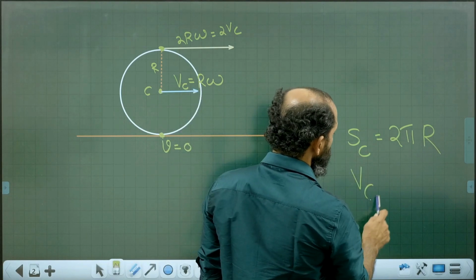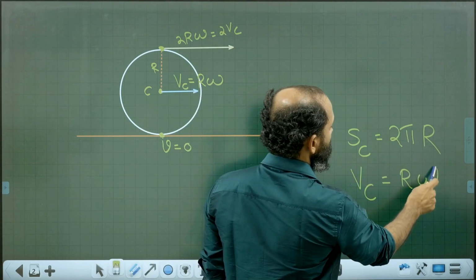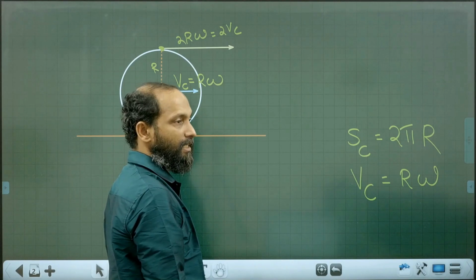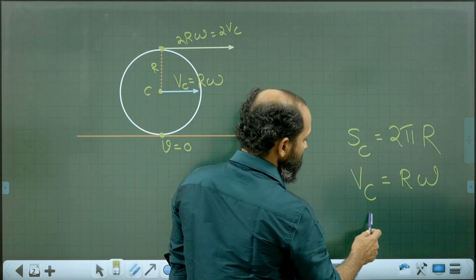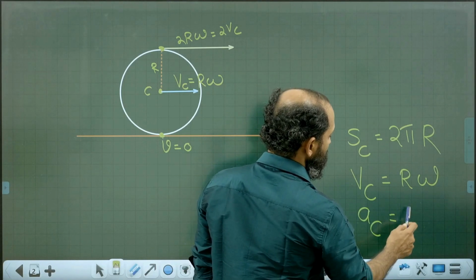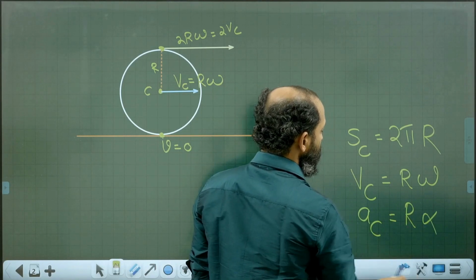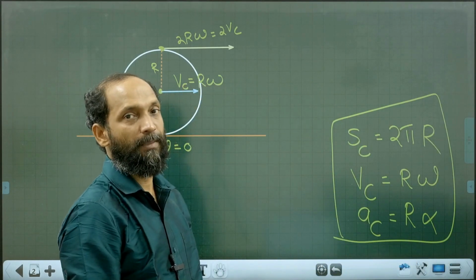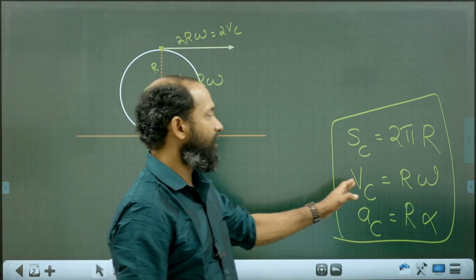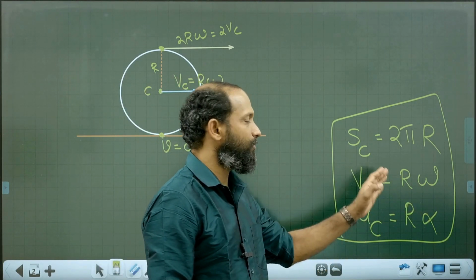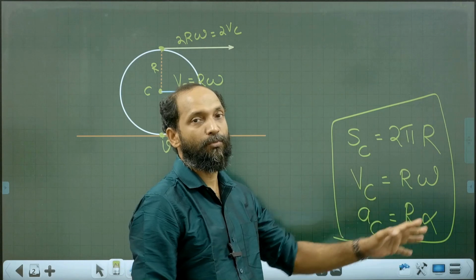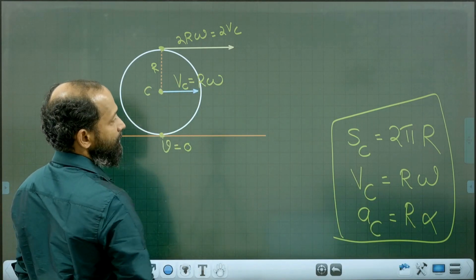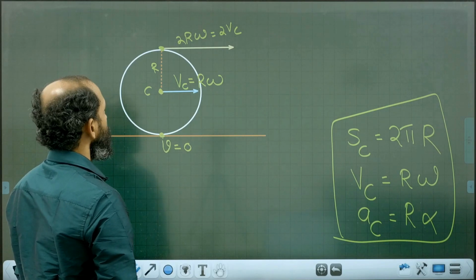Similarly, velocity of center of mass is equal to r omega. If the center of mass has an acceleration, if the center of mass is acted upon by a net force, then once again the acceleration of center of mass is equal to r alpha. So these are the conditions for pure rolling or rolling without slipping: Vc equals r omega, Ac equals r alpha, Sc equals 2 pi r. The displacement of the center of mass is 2 pi r for one full rotation.